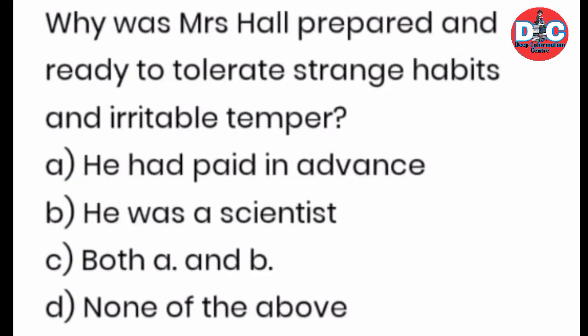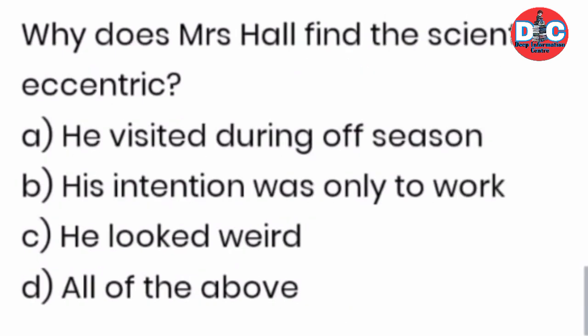Next question is, why was Mrs. Hall prepared and ready to tolerate strange habits and irritable temper? A option, he had paid in advance, B option, he was a scientist, and C option, both A and B, D option, none of the above. The right answer is A option, he had paid in advance. Why does Mrs. Hall find a scientist eccentric? A option, he visited during off season, B option, his intention was only to work, C option, he looked weird, D option, all of the above. The right answer is D option, all of the above.